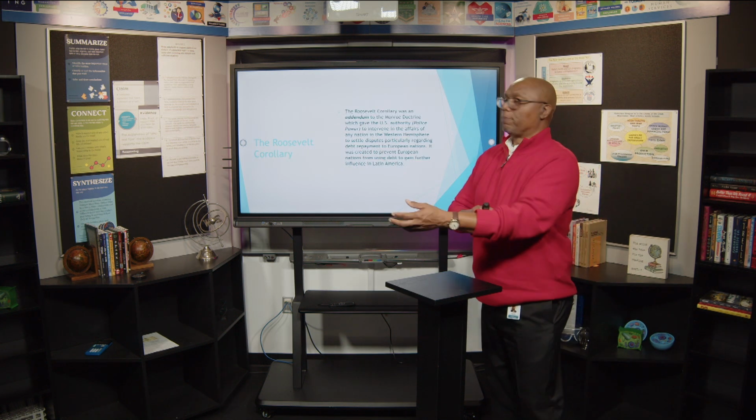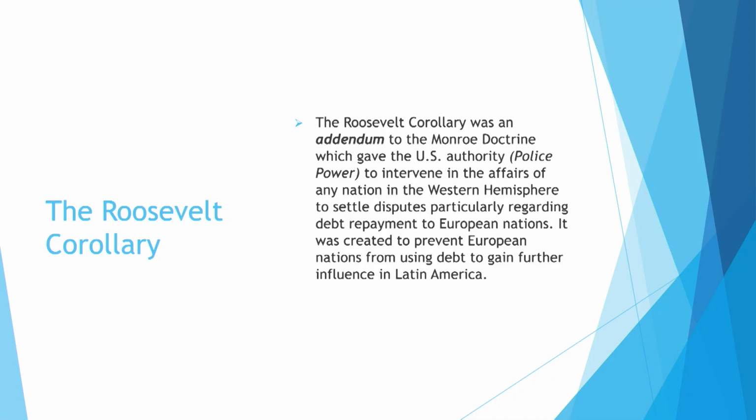The Roosevelt Corollary. The Roosevelt Corollary was an addendum or an addition to the Monroe Doctrine, which gave the U.S.